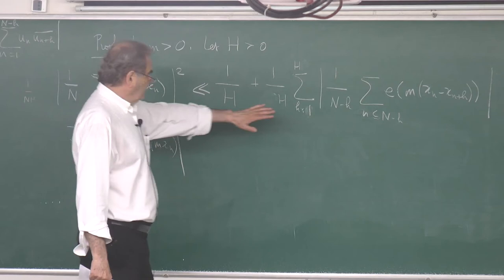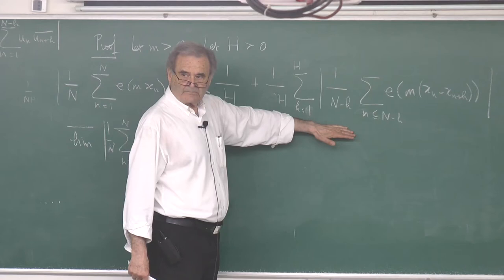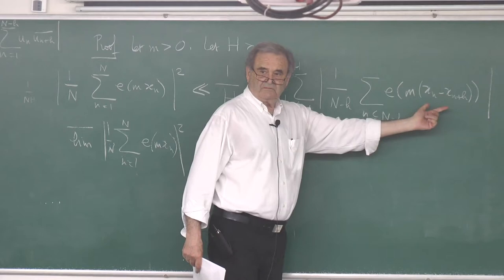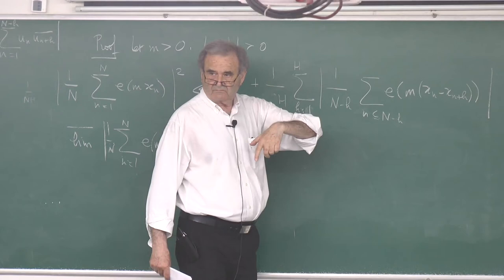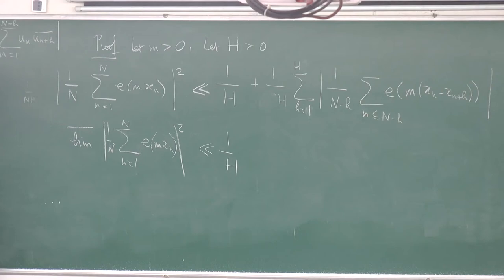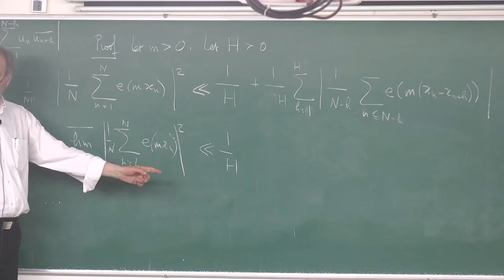So when n tends to infinity, this tends to 0. m is fixed, little h is fixed. You see, m is positive, and h is fixed. So if you know that this sequence is uniformly distributed mod 1, you use it in the easy sense. This tends to 0. So the limsup is at most capital H. And now this does not depend on H at all, so you may let h tend to 0, and you have that this limit is equal to 0.